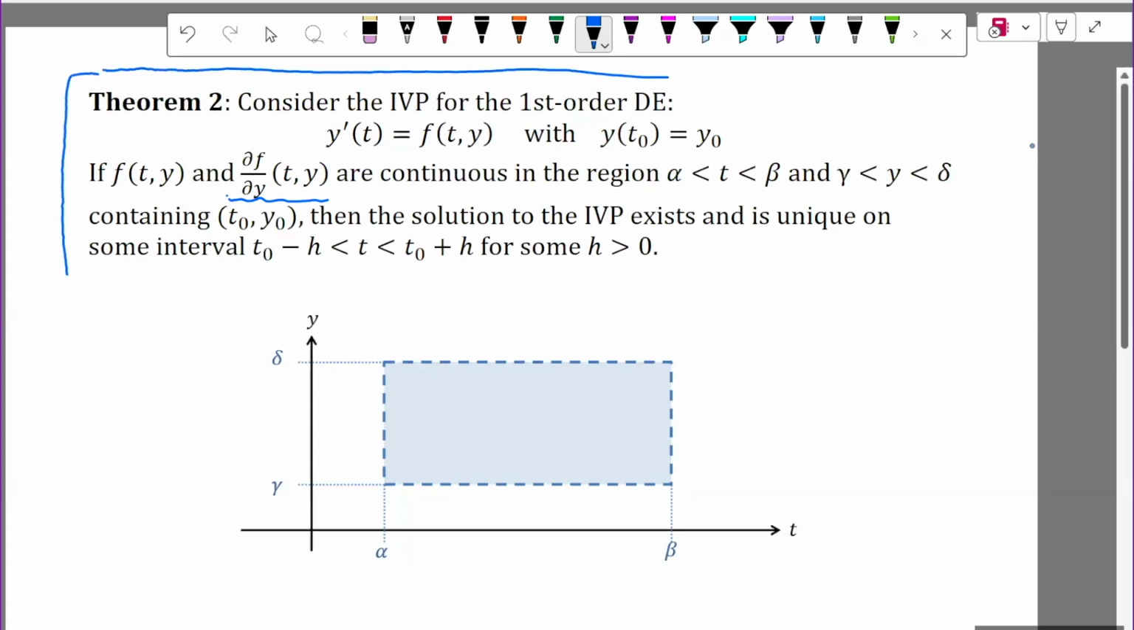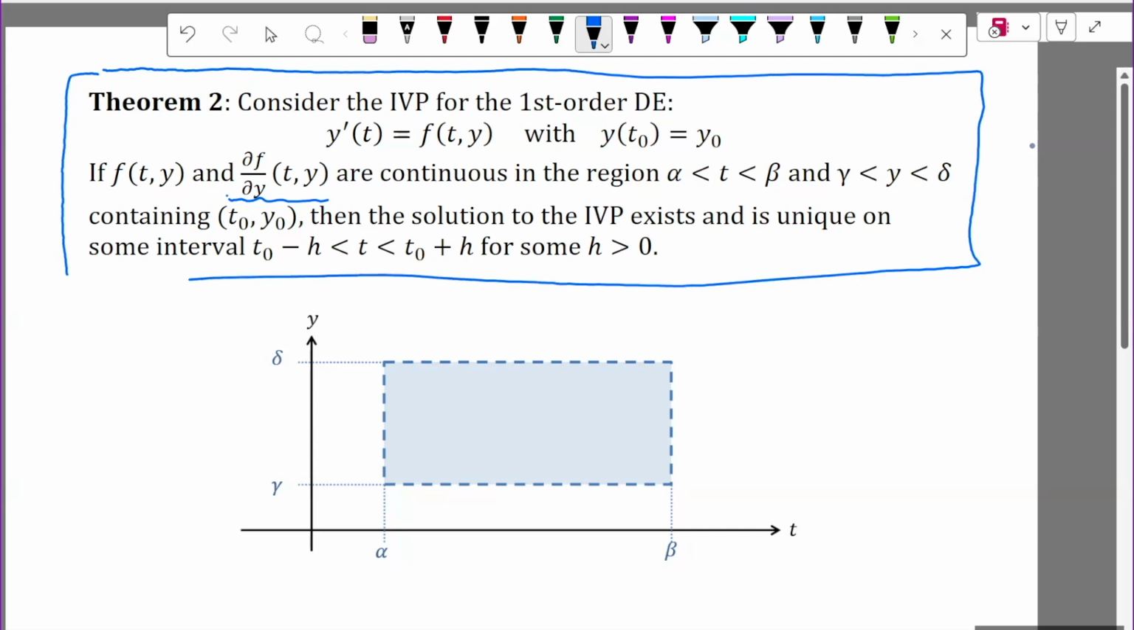So let's see what this theorem 2 says, which now can apply more generally. We consider the initial value problem for the first order differential equation y prime is some general f of t, y. And so here's how the differential equation can be nonlinear. It depends on what f is, with some given initial condition. Now look at f, the right-hand side, and its first partial derivative in y. If both of those functions are continuous in some region of t, of time, and continuous in some region of y, and that region has to contain the place where we start, so our initial time and the initial value of our solution at that point in time, then what does this theorem say?